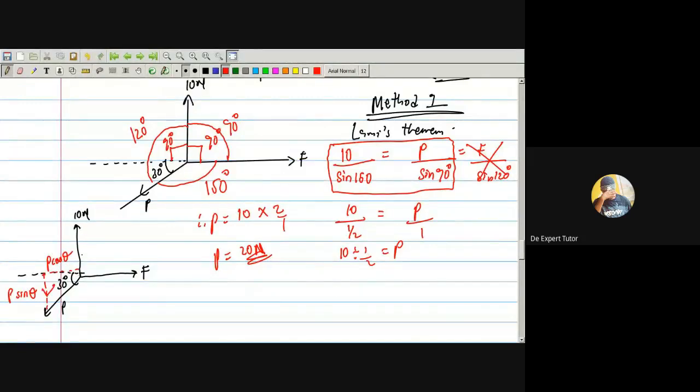Upward force equal downward force. Are we together? Yes, upward force equal downward. So my upward force is what? 10. Yes, my upward force is 10.